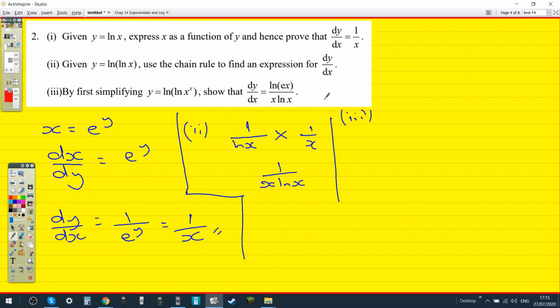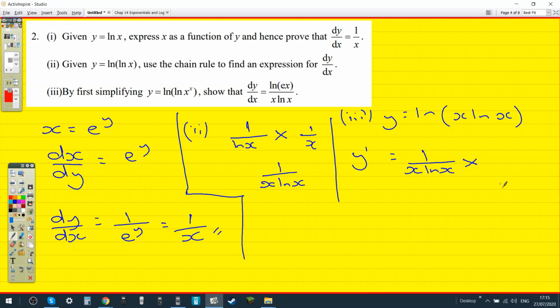You know the bit in the bracket, can you just write that as x ln x? How does that work? You know how when you have logs, you can bring the power down. Yeah. Okay, so that would be 1 over x ln x multiplied. 1 over. Okay.